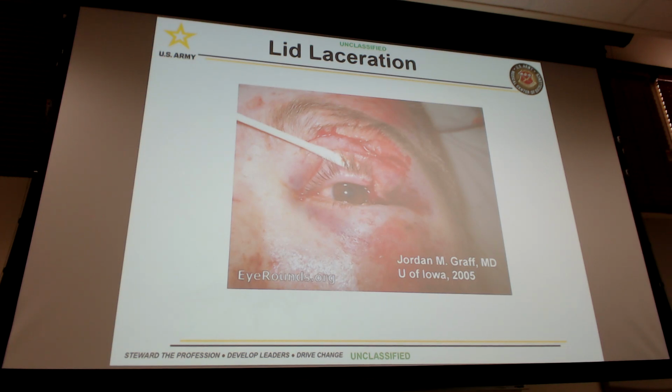A general rule of thumb for suturing an eyelid. Who feels like they could suture an eyelid in here? Yeah, all of you can. At the end of the day, all of you could suture an eyelid. If you can suture an arm, you can suture an eyelid.